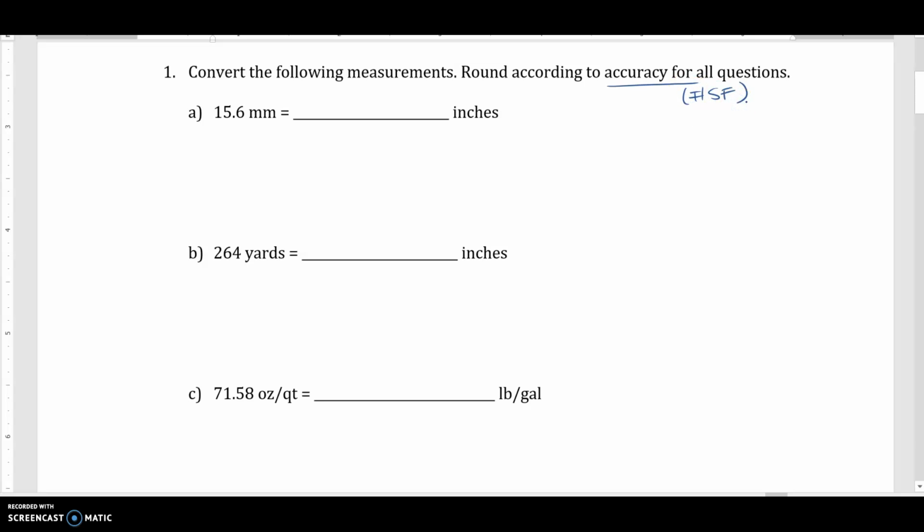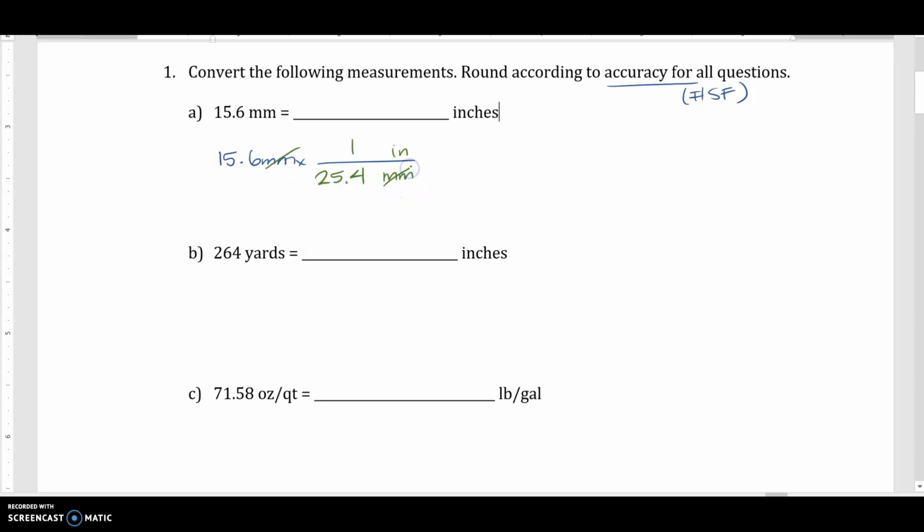First, we're going to convert 15.6 millimeters into inches. So I start with my given value, 15.6 millimeters. And then on your conversion sheet, you can find the equality relating inches to millimeters. I want to cancel out the unit of millimeters, so that goes opposite, or at the bottom of my conversion fraction. I want to get to inches in the top. From your conversion sheet, 1 inch is 25.4 millimeters.